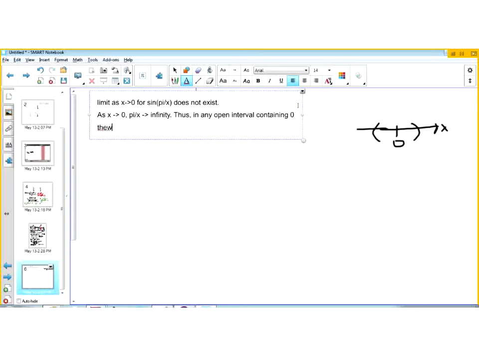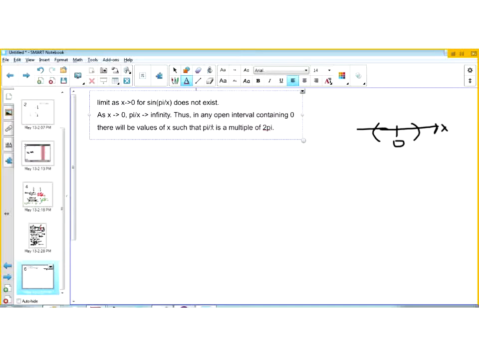There will be values of x such that pi over x is a multiple of 2 pi. In other words, in this open interval right here, I can find a value of x, or actually an infinite number of values of x, so that when I plug it into pi over x, I'll get some multiple of 2 pi.